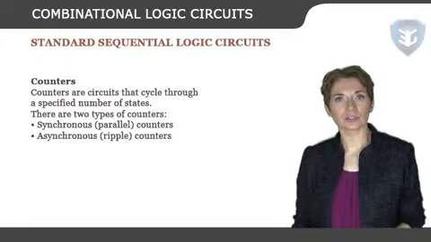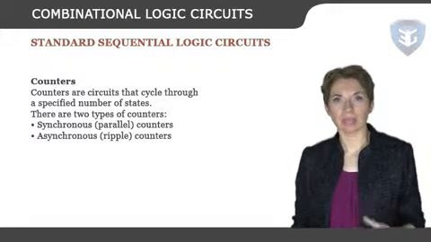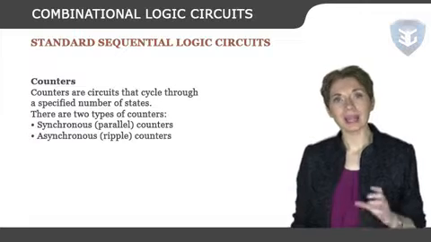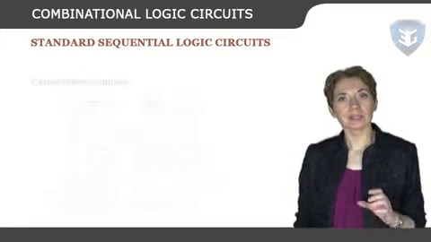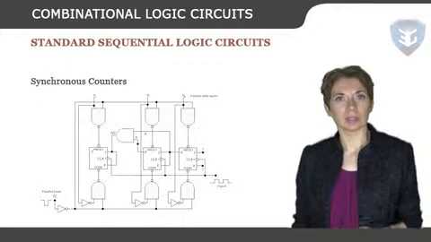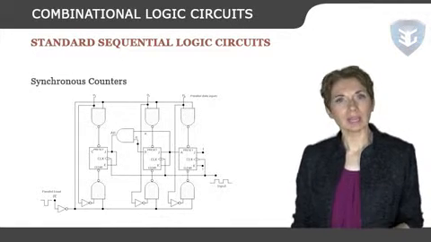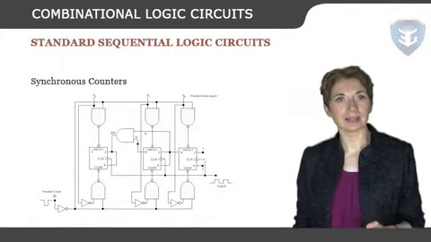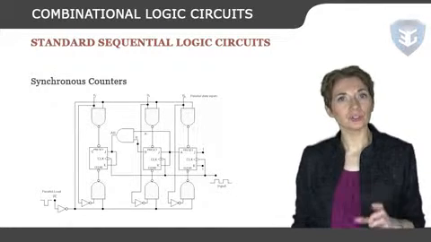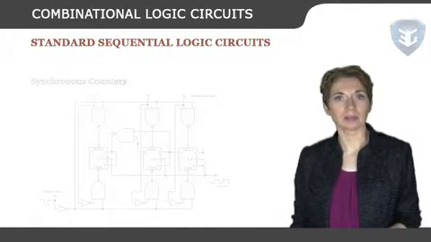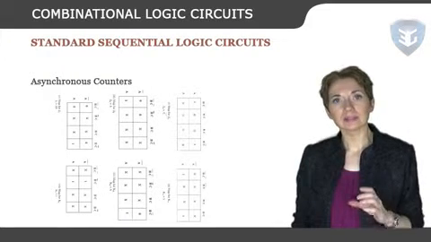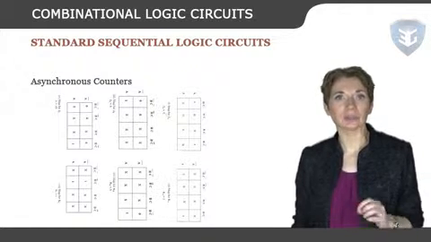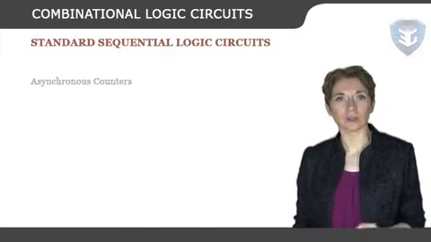Counters. Counters are circuits that cycle through a specified number of states. There are 2 types of counters: synchronous or parallel counters, asynchronous or ripple counters. Synchronous counters. The asynchronous counters are simple, but not very fast. If a counter with a larger number of bits is constructed in this manner, then the delays caused by the cascaded clocking scheme may become too long to meet the desired performance requirements. Asynchronous counters. The simplest counter circuits can be built using T flip-flops because the toggle feature is naturally suited for the implementation of the counting operation.